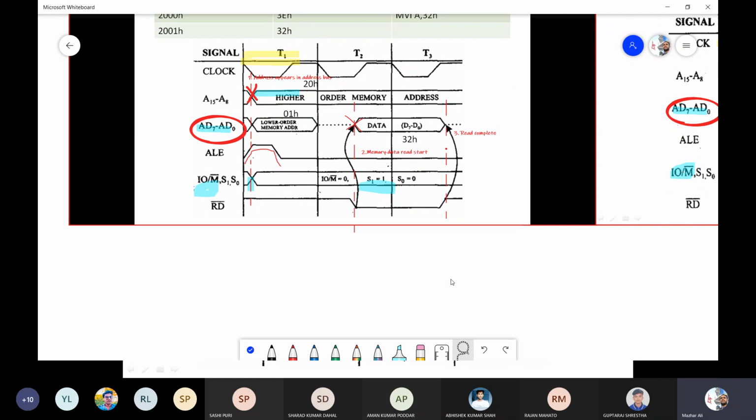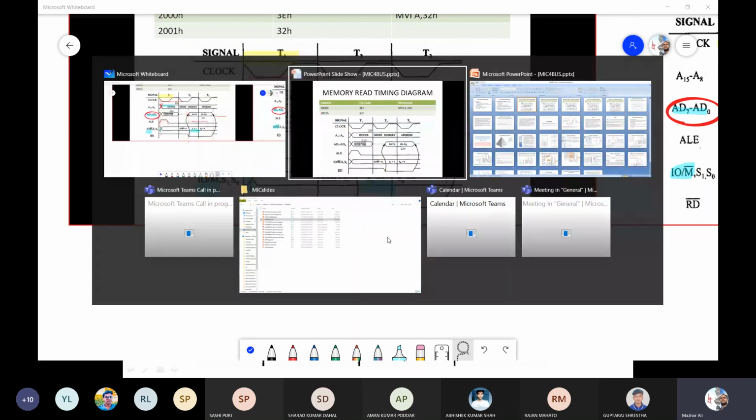First of all, address appears. The address is 2001. Then in the second clock cycle, a read command is issued, and at that time, data which is 32H appears in AD0 to AD7, and then in the third clock cycle, the read completes. That is all about our memory read timing diagram.